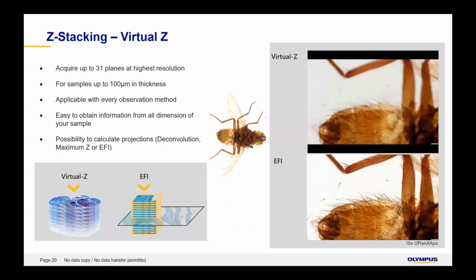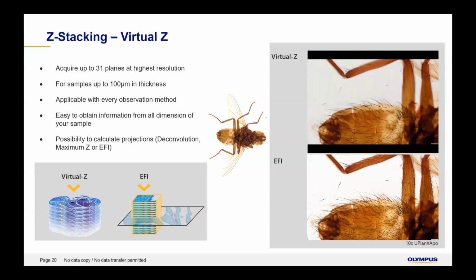But sometimes we want all of the Z information. The VS200 is capable of imaging up to 31 Z planes at a range of up to 100 microns. This can be done for every observation method. On the right, you can see a Z stack being played through on a loop in a movie, where the slide has been imaged through 10 slices.